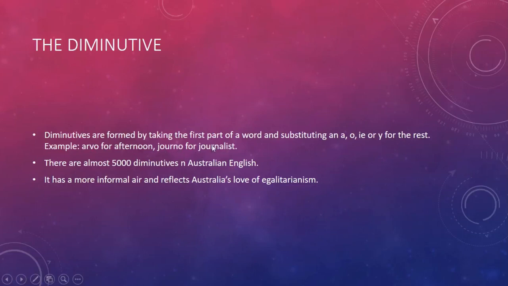But ഒരു വേർഡിന്റെ ആദ്യത്തെ പാർട്ട് മാത്രം എടുത്തിട്ട് പിന്നെ അതിൻ്റെ അറ്റത്തൊരു A, O, IE, Y ഇതൊക്കെ ആഡ് ചെയ്യുന്ന ഒരു ടെൻഡൻസിയാണ് ഡിമിന്യൂട്ടീവ് എന്ന് പറഞ്ഞാൽ. And there are almost 5,000 diminutives in Australian English. And when you use diminutives, it actually seems informal.